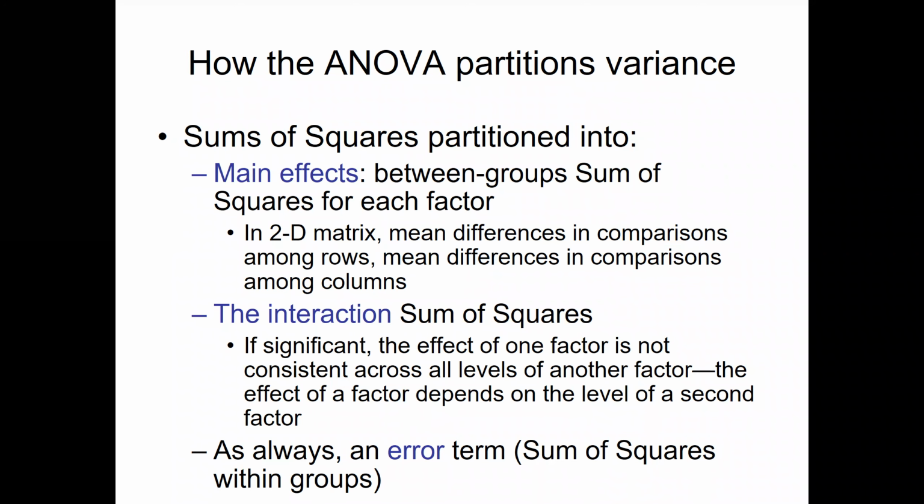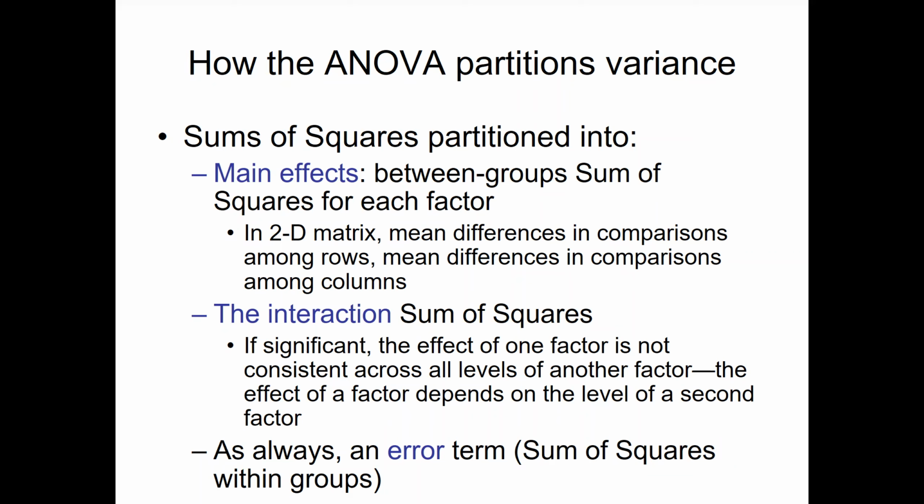So when we talk about the sums of squares that are attributable to between group differences, in one-way ANOVA, your sum of squares between, in Factorial ANOVA, we will have a between group difference for each factor.